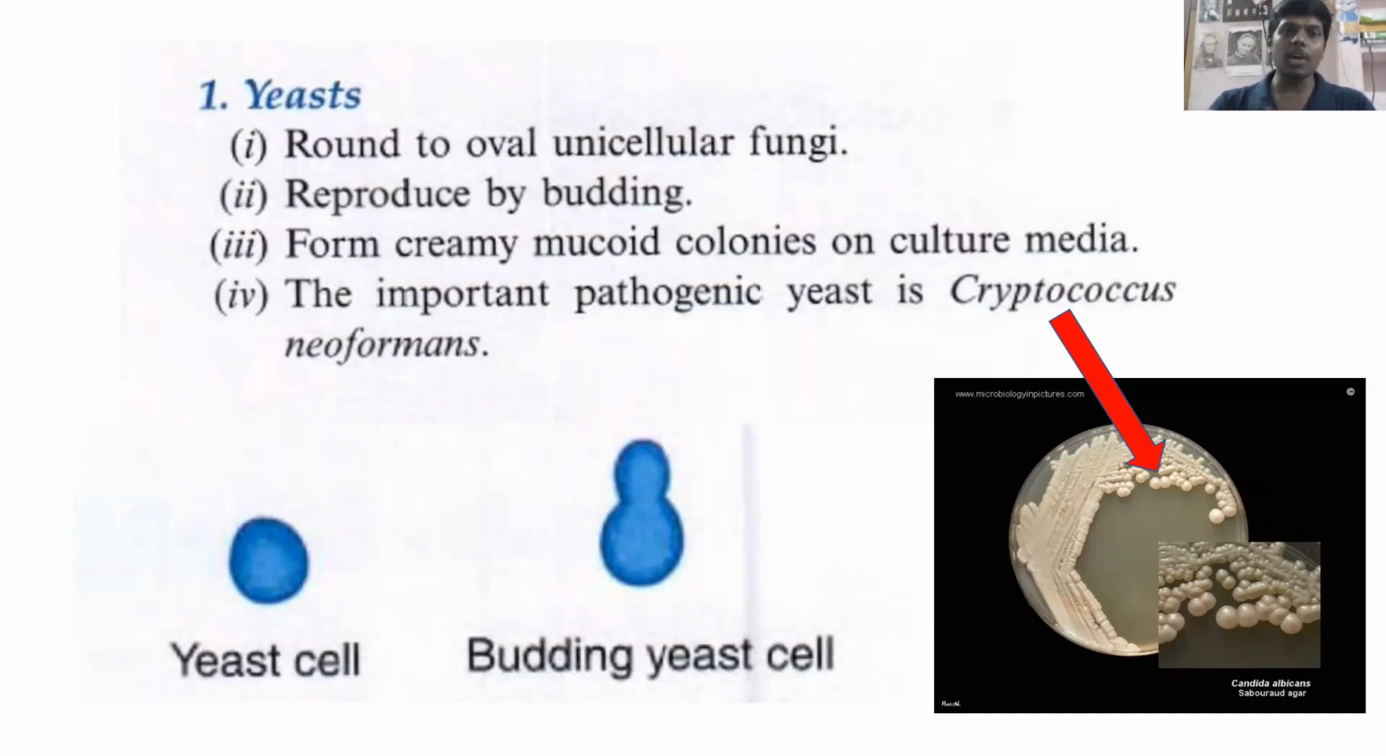So what are the four points? They are round or oval in shape. They will reproduce by budding. On culture media, they will produce creamy or mucoid colonies. And the best example is Cryptococcus neoformans. Cryptococcus neoformans causes brain infection. It is a fungal infection which will affect the brain. It is a systemic fungal infection.